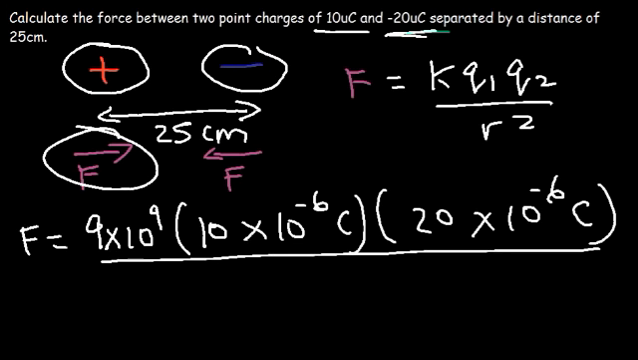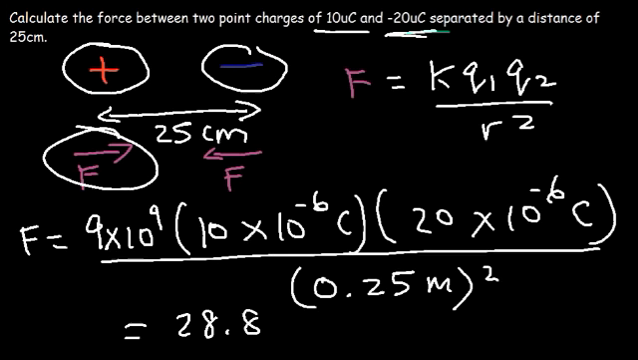Now we need to divide by r squared, which is 0.25 meters squared. So if you type this in the calculator, you should get 28.8 newtons, if I typed it in correctly. But let's just double check to make sure. And yes, that should be correct. So that's how you can find the force between 2 point charges.